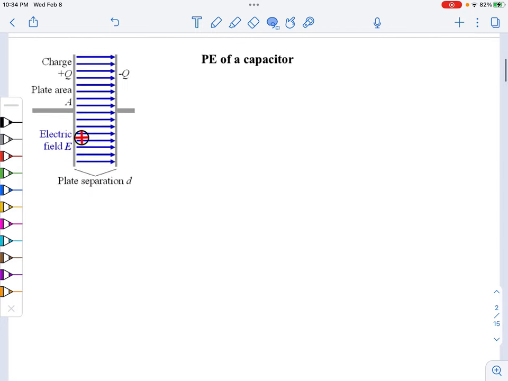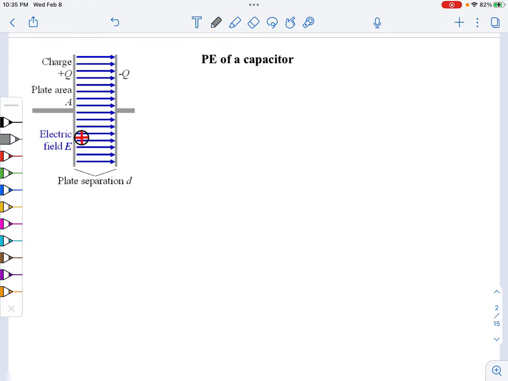Alright, last unit we introduced the idea of capacitance and a capacitor. This unit we're going to put them into circuits. So a useful way to think about capacitors is in terms of their energy. Okay, energy stored in a field. What do I mean by that?